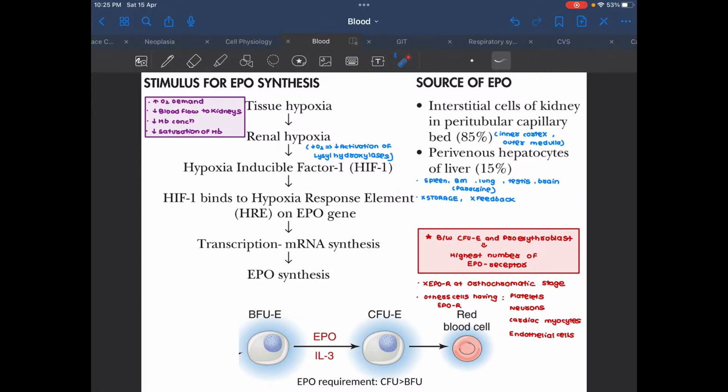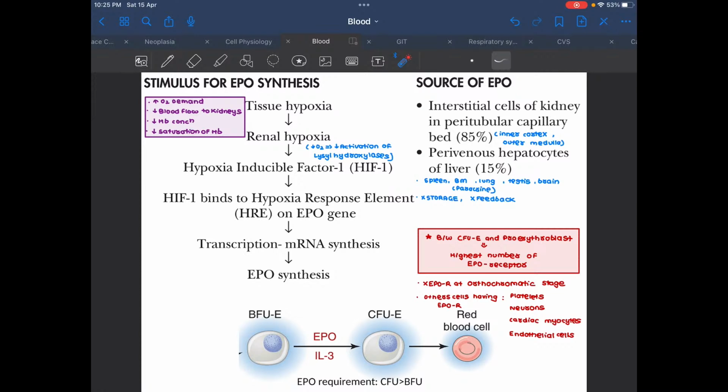What about the remaining 15%? That is mainly formed by the perivenous hepatocytes of the liver, and there are other sites as well. We can have the spleen, the bone marrow, the lung, the testes, the brain, many things. And this erythropoietin is actually not stored in the form of granules or something. It's mainly synthesized as the need arises. So there is no storage, and very importantly, there is no feedback as well. Once it is released, the erythropoietin is not going to suppress RBC synthesis in a negative feedback. So there is no feedback over here.